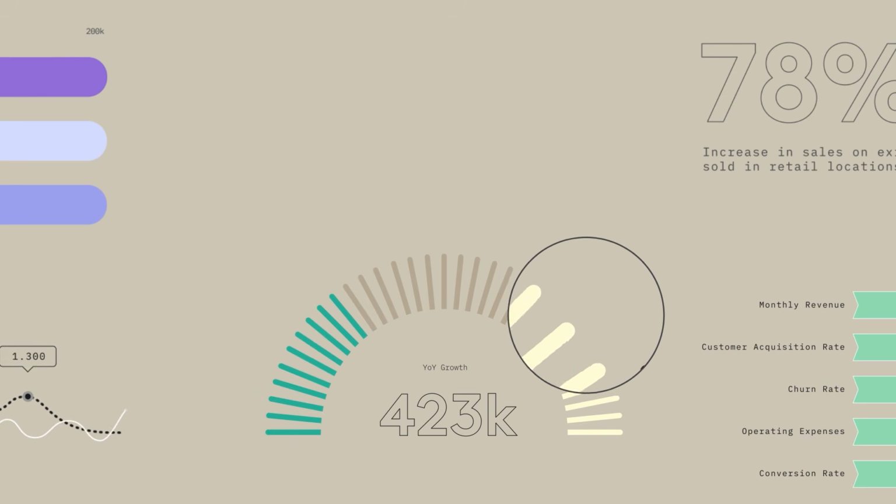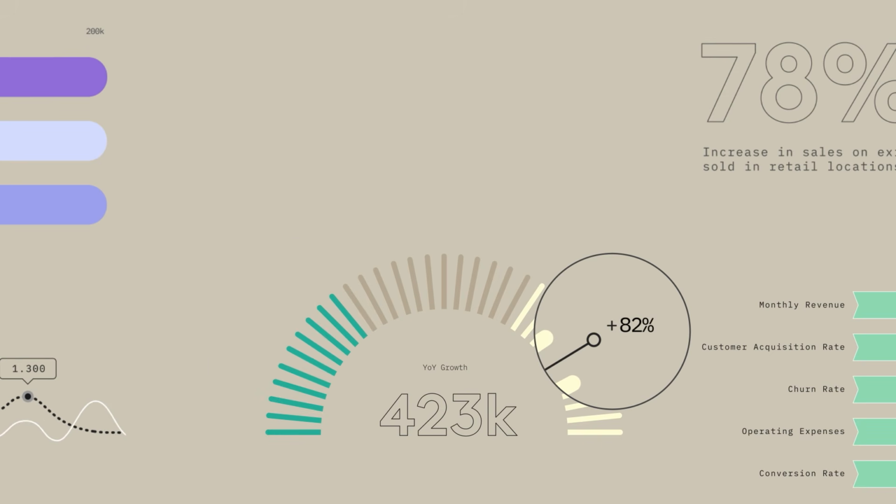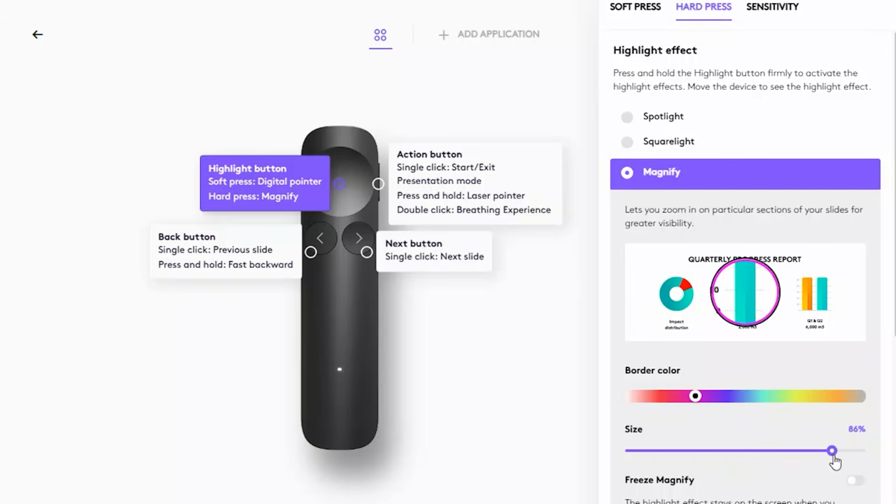Now let's look at Magnify. Zoom in on the smaller details that need extra attention for better visibility. You can adjust the area of magnification to your preferences with Options Plus.